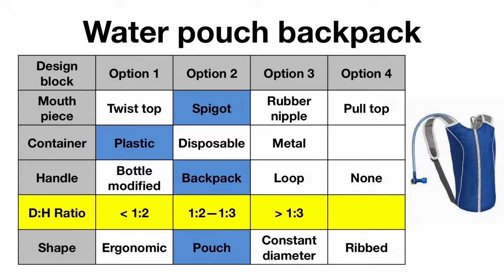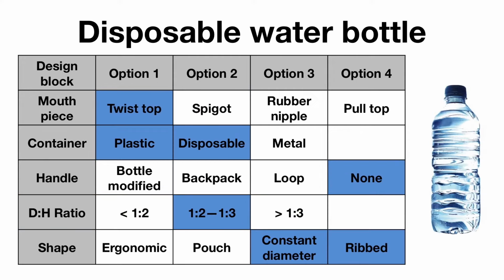Here, for the diameter to height ratio, none is not listed, but it doesn't make sense for a pouch. Therefore, we skipped it, which is the same as selecting none. Also, in some of the constructed solutions, we might want to select 2 options from the same row. For example, for our disposable water bottle, we selected both constant diameter and a ribbed texture.